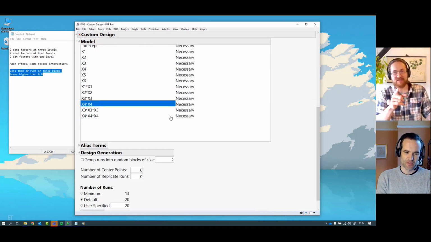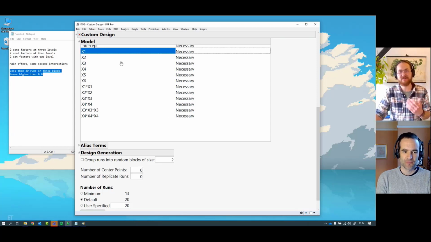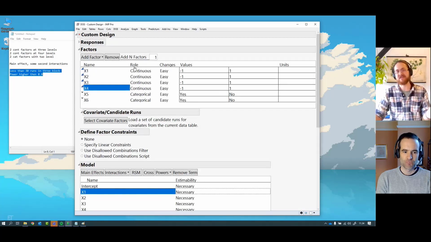So Phil, while I'm doing this, I just realized that we were specifically asked to add blocking. The way I understand it now is I would normally say, okay, I have a factor that was not easy to change, and that's why I need blocking. And that would set my factor to a hard to change factor.